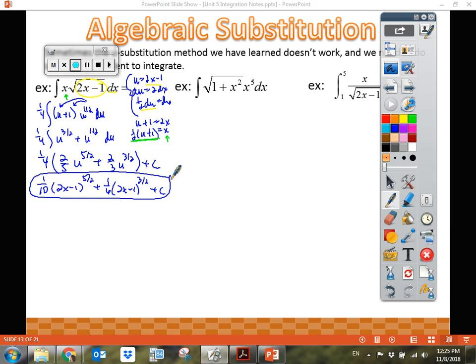All right, let's look at our next one. So on this one, 1 plus x squared would be where we would go to do a u sub. So u is 1 plus x squared. So du is 2x dx, or 1/2 du equals x dx. That's my u sub part.